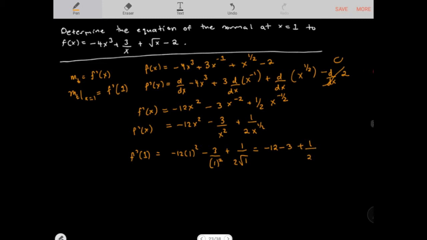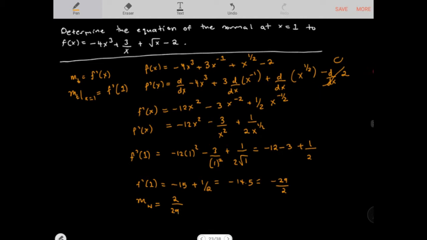If we crunch this out, we get negative 12 minus 3 plus 1 over 2. So f prime of 1 is equal to negative 15 plus 1/2, which is equal to negative 14.5. Or you can write this as a fraction, negative 29 over 2. The slope of the normal is going to be 2 over 29.